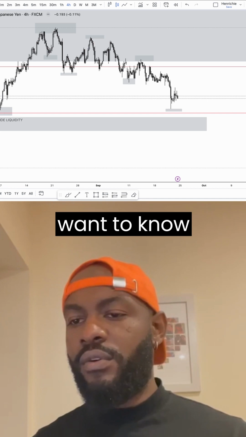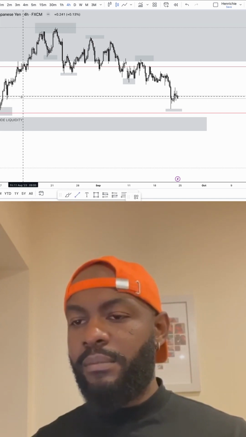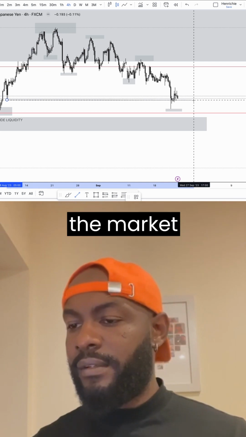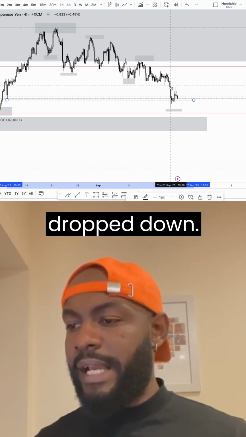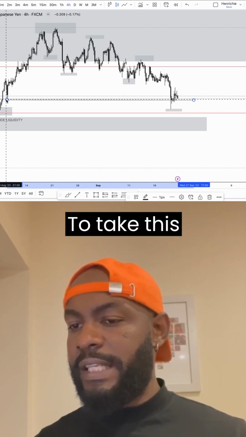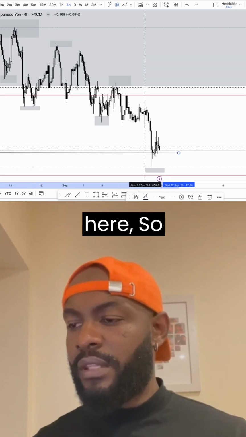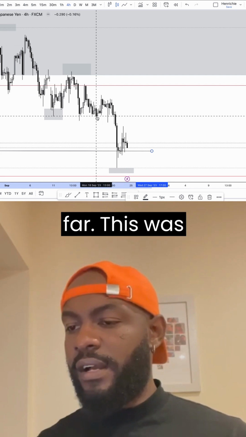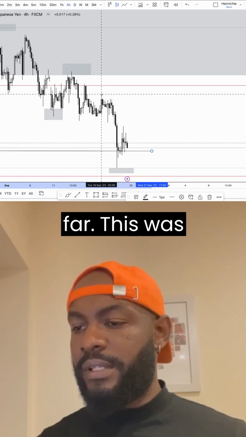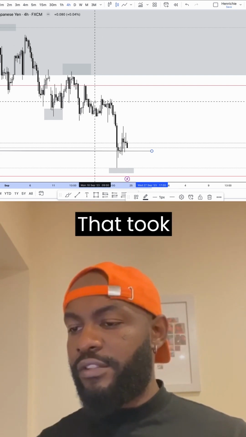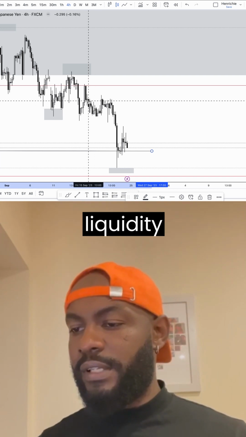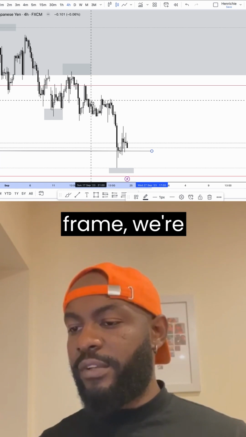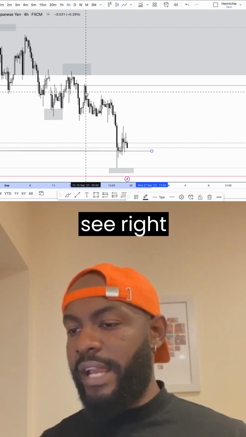So I want to know what liquidity got taken, and then the market dropped down to take this low right here. So that's what I'm gonna look for right here. And you can see so far, this was the up move that took liquidity, ran all this liquidity right here. If we go to the smaller time frame, you're gonna see that there's a trend line liquidity right here.